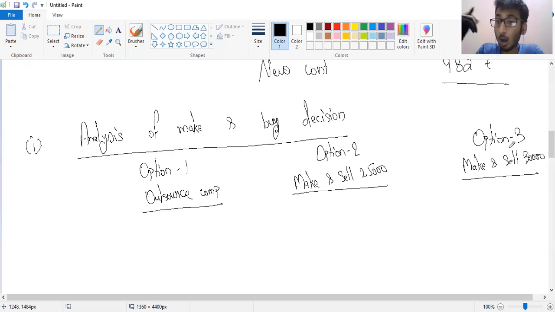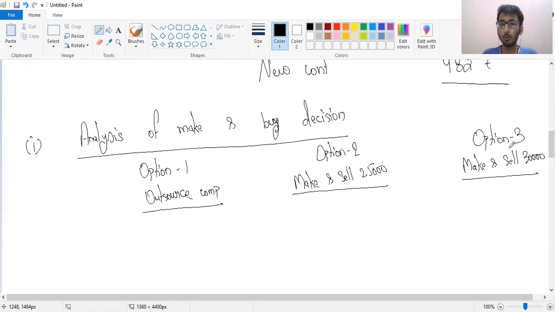So I'm having these three options. The first option is outsource the component. The second option is make and sell 25,000. So basically I have the potential to make an additional 5,000, so the potential to make 30,000. But if I make 30,000, definitely I need to sell 30,000, because the other 5,000 you cannot keep in the godown without any use. If you're making it, you are incurring the variable cost and other costs, so you have to sell the product.